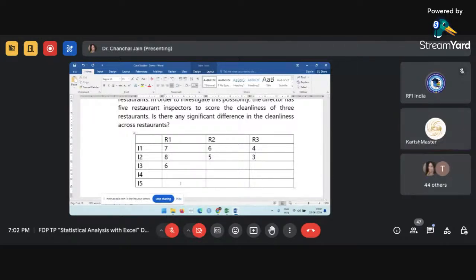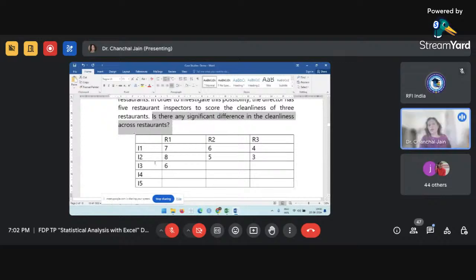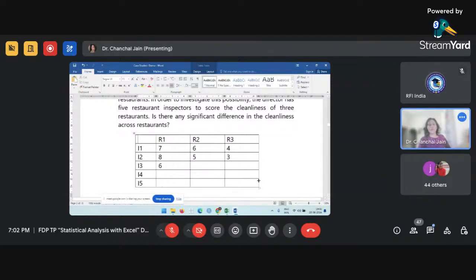It's one way. Because you need to only check in context to the restaurants. You are not identifying whether the approaches of all the 5 inspectors are same or not. We are only looking for the cleanliness score of the restaurants, whether there is significant difference in the cleanliness or not. So we will go for that only, right? If you are considering this also, in that case you can go for two-way ANOVA, but you will report on the basis of the cleanliness of the restaurants only. Clear?